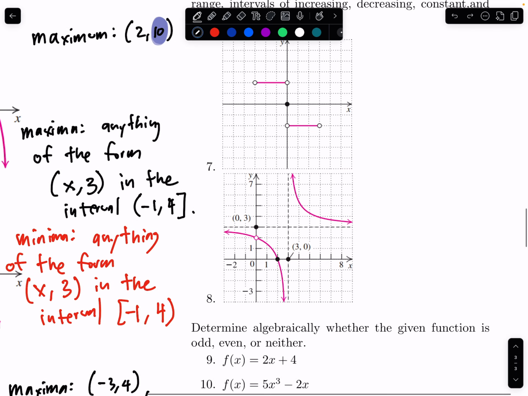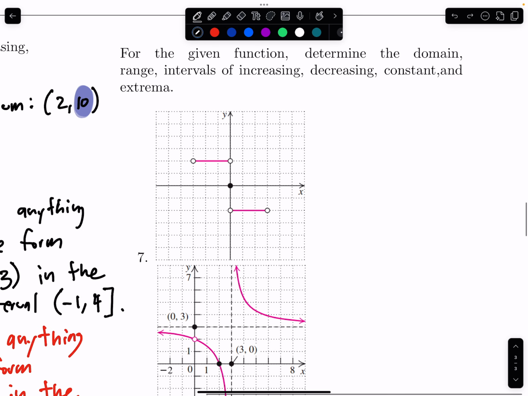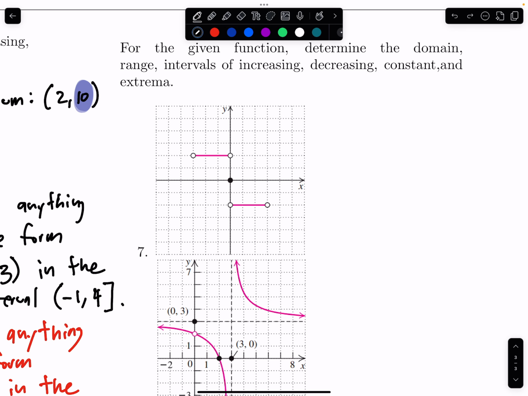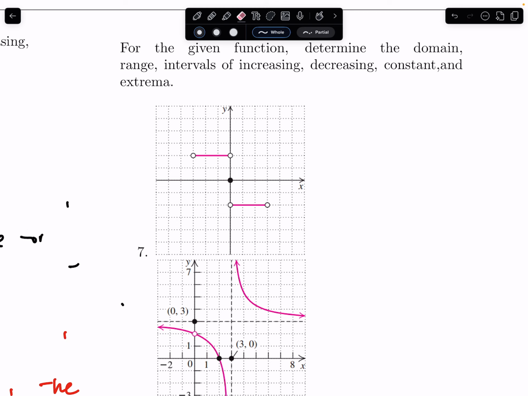Okay, so now I got 7 and 8 to do, right? So let's look at 7 and 8. It says, for the given functions, determine the domain, range, intervals of increasing, decreasing, constant, and extreme. Okay, so more work to do for these guys. I'm going to go to a smaller pen. I'm also going to erase this stuff because it's getting distracting over here.